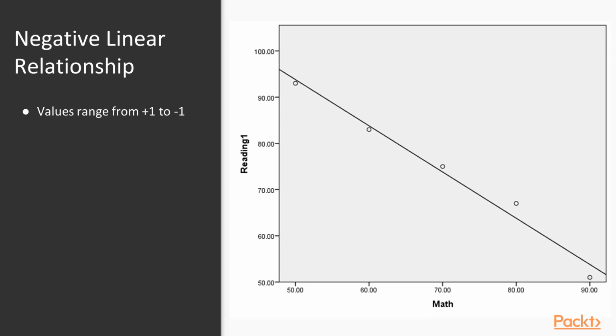A negative linear relationship is also valid. This kind of relationship will also work with a Pearson correlation coefficient. Here, what happens is that as you're increasing on one variable, you're decreasing on the other. So as we're increasing in math scores, we're decreasing on our reading scores. But again, the relationship is still linear, so this still works.